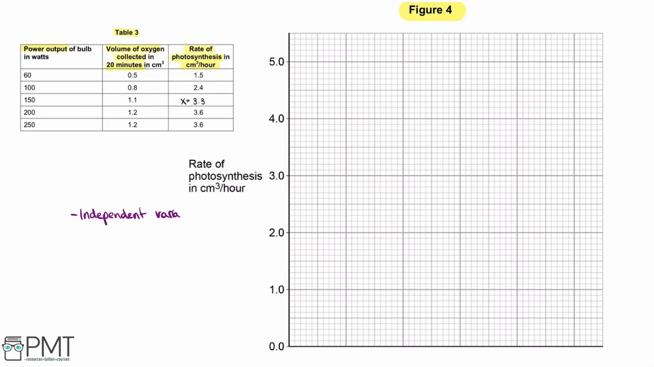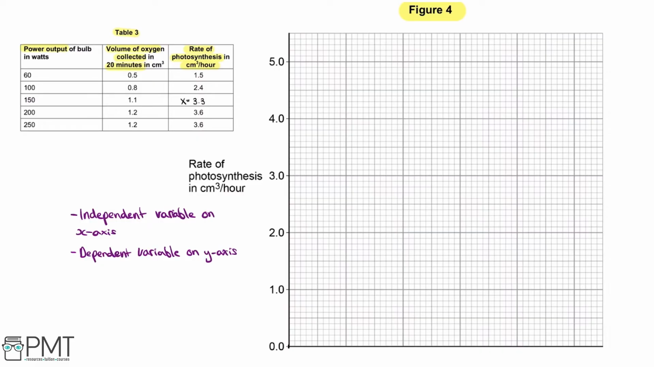So as a rule, the independent variable will always go along the x-axis, and the dependent variable, so that's what you're measuring, will go onto the y-axis. In this instance, the independent variable is the power output of the bulb in watts. That's what we're changing as we go through our experiment. So we want to fill that in at even intervals along the bottom of the graph. So our smallest value is 60, and then we've got 100, 150, 200 and 250.